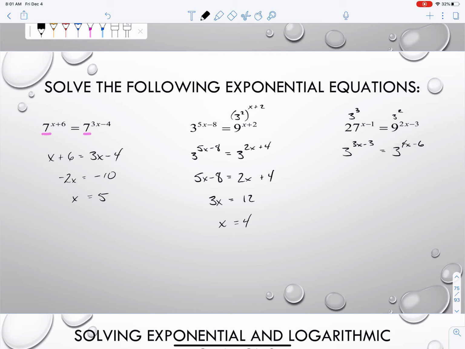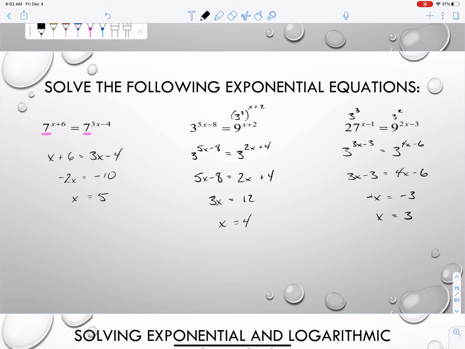Again, now I have like bases. I can set my exponents equal to one another. We're going to have 3x minus 3 equals 4x minus 6. When I subtract over the 4x, I'm going to get a negative x equals a negative 3, or x equals 3. Right? So again, I could have solved these by taking the log on both sides.